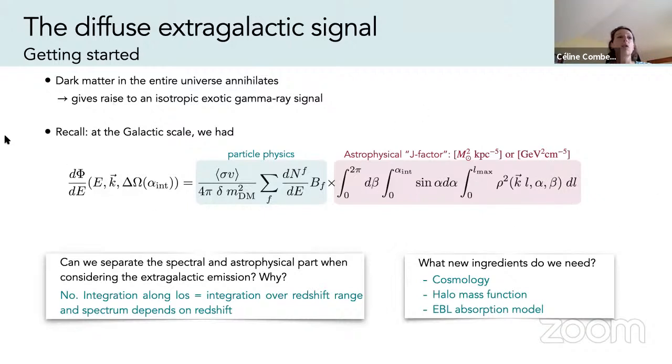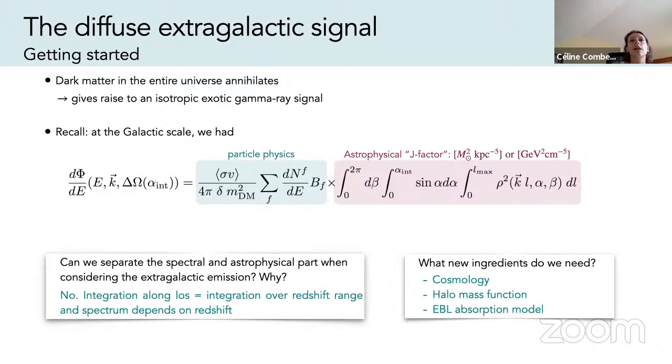When you deal with the extragalactic, you have to take the entire expression. So we're working directly with the flux. So in terms of new ingredients we're going to need cosmology. We're going to need the halo mass function. You remember, it was nearly 2 hours ago now, at the very beginning of the lecture, I told you about the expected number density of halos in the universe as a function of mass and redshift. So we're going to need this. And if you recall the lecture from Alberto Dominguez on the extragalactic background light, we're also going to need this because the EBL is going to absorb some of the gamma rays.